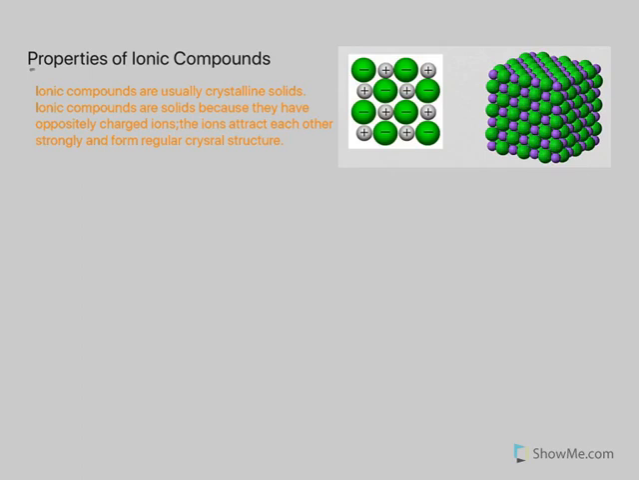Properties of ionic compounds. In the last lesson, we learned the formation of ionic compounds. The examples were like sodium chloride. Sodium was a positive ion, chlorine formed a negative ion, and there was a strong force of attraction between them, resulting in the formation of sodium chloride. Same thing for magnesium oxide.